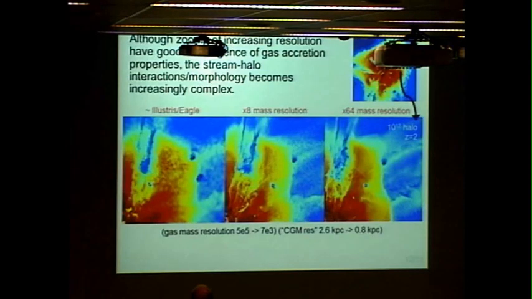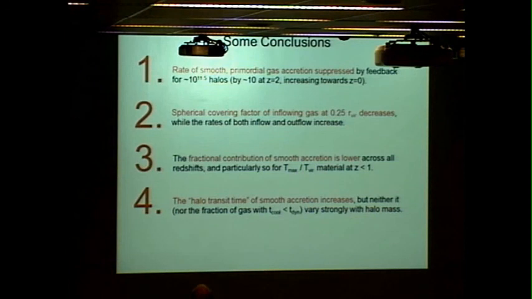So I'll skip this advertisement and jump to the conclusions, I think. So I've shown that the rate of smooth primordial gas accretion is suppressed by the introduction of the illustrious feedback model for massive halos. The spherical covering fraction of inflowing gas near the galaxy decreases, though the rates of both inflow and outflow increase substantially. This is a sign of the recycling. The fractional contribution of smooth accretion is lower, particularly so for material with a cold temperature history at redshift 0, which is almost entirely suppressed.